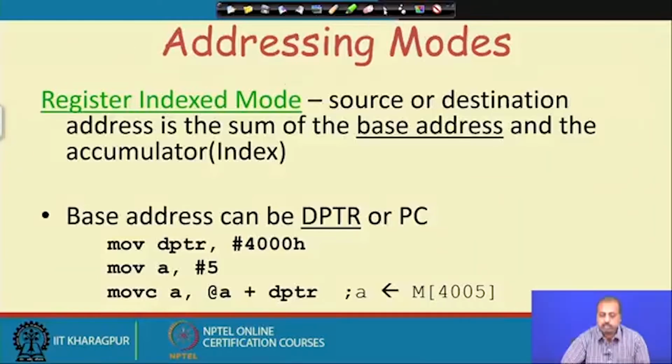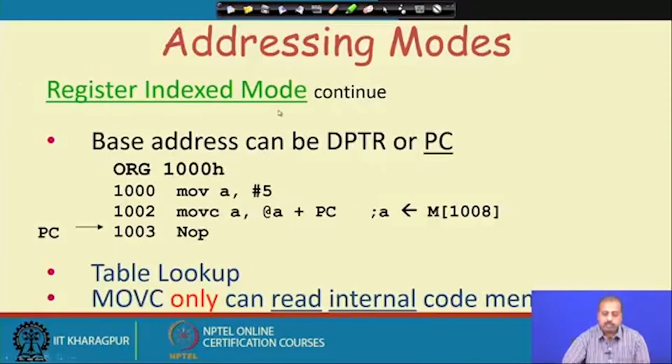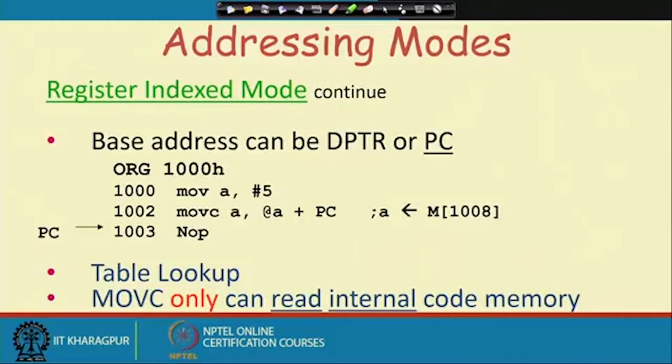So, next let us see another one. We can also have the base address be DPTR or the program counter. We have seen an example where the base address is DPTR. The other possibility is with respect to PC, like MOV A, #5, then 1000 to... we have MOVC A, @A+PC.